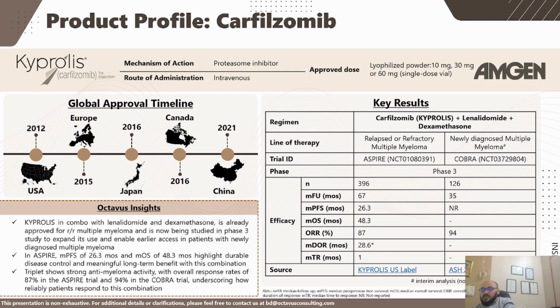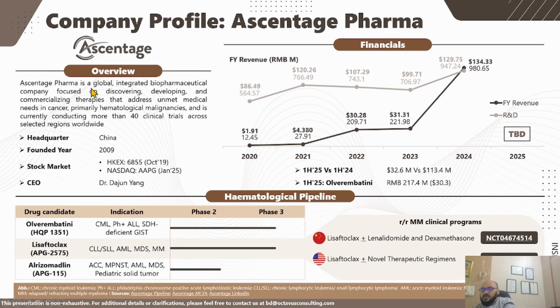This indication is yet to be approved. And then we have the trial, which is a Cobra study. This is ongoing, and these are interim analyses, so these are ongoing results basically, right? We see that, and then we talk about a company profile.